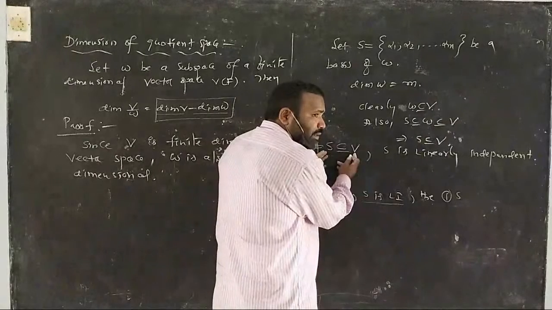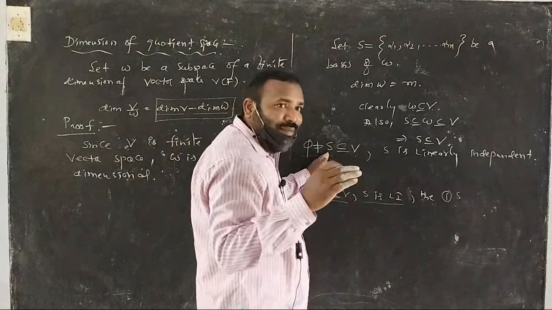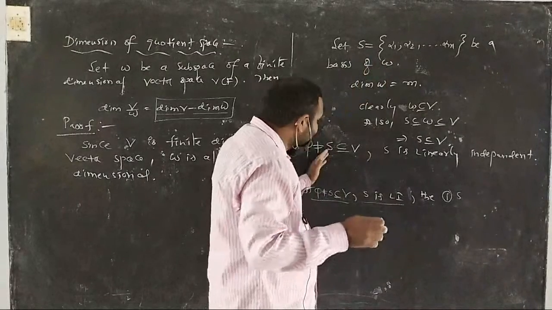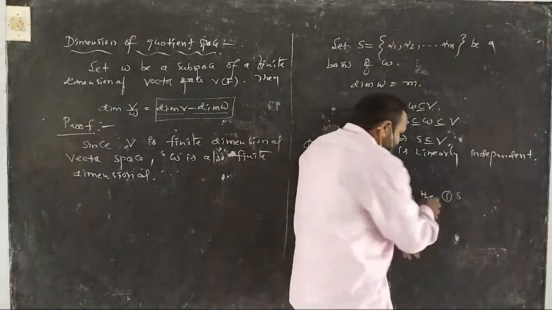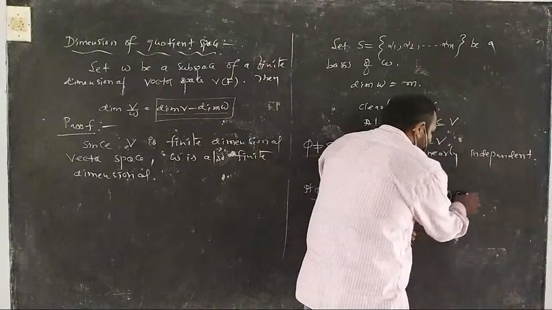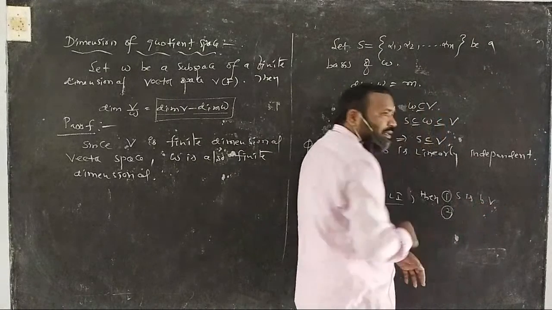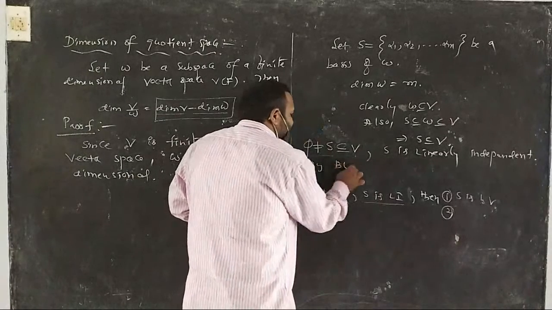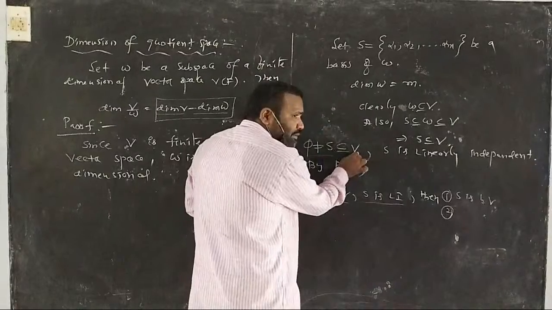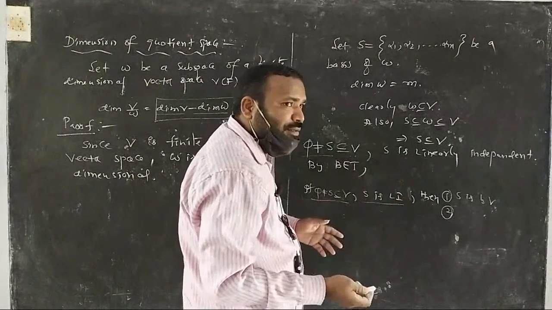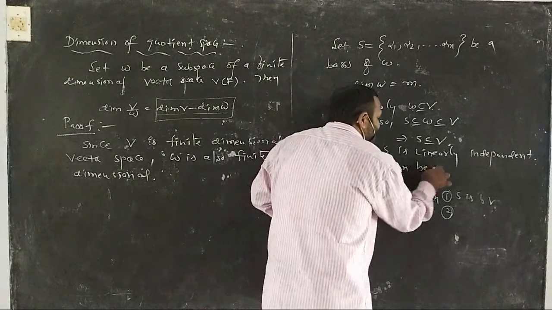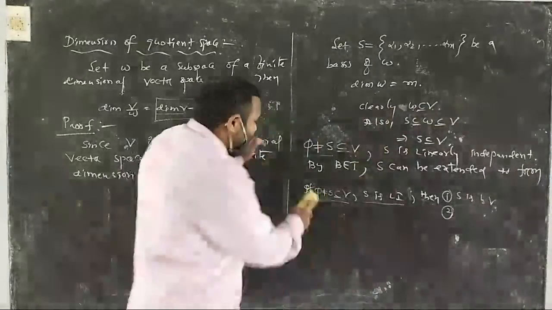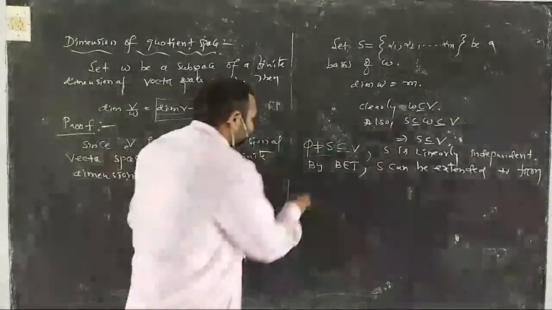basis of V. Is S a basis of V? No. S is a basis of W, not of V. That is okay, but S is not a basis of V. So of the two cases, the first does not hold, and the second holds: S can be extended to form a basis of V. By the basis extension theorem, S is either a basis of V, which does not hold, so S can be extended to form a basis of V.